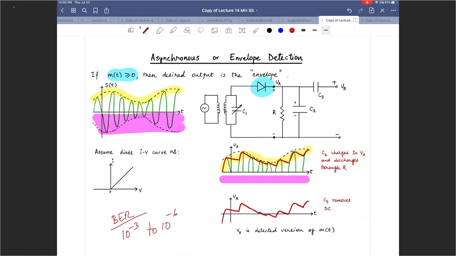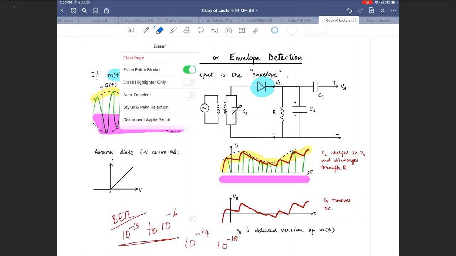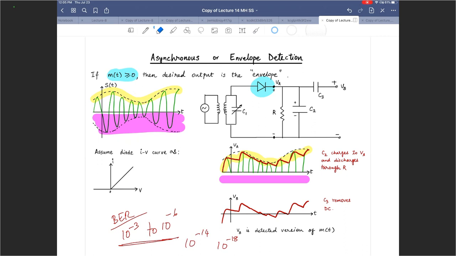But as you go on to better transmission schemes, the bit error rate can go as low as 10 to the negative 14, maybe 10 to the negative 18. So that is one error in transmitting 10 to the 14 bits or 10 to the 18 bits. It can go very, very low as well. Then it becomes a problem of how long should I wait to look at one error, right? Then it becomes a different problem.